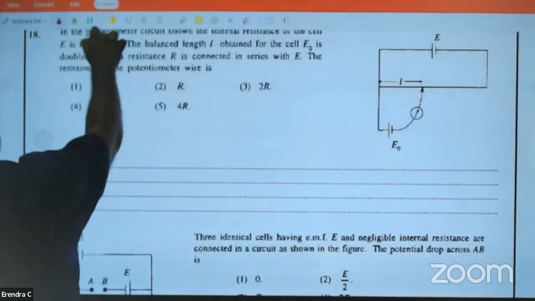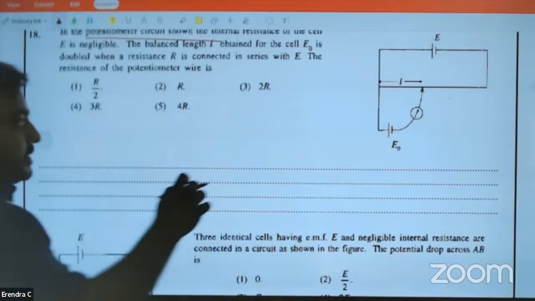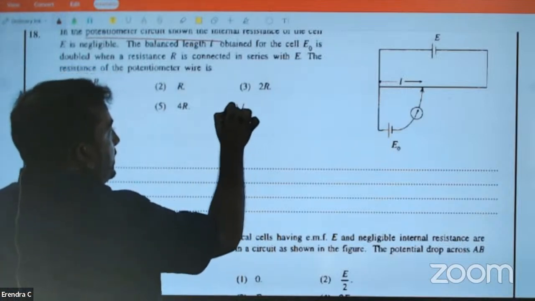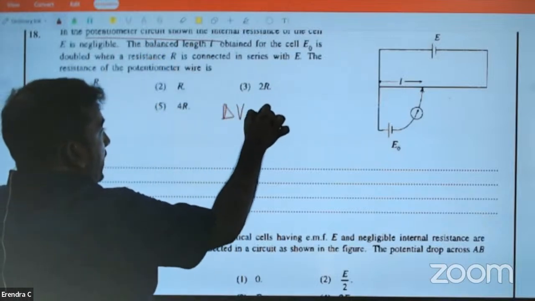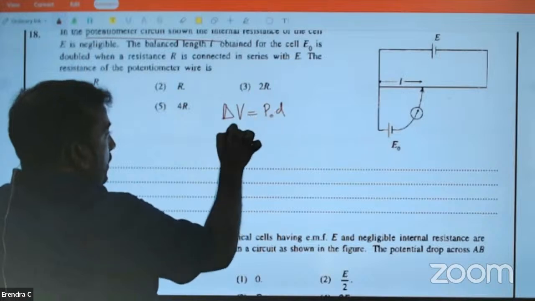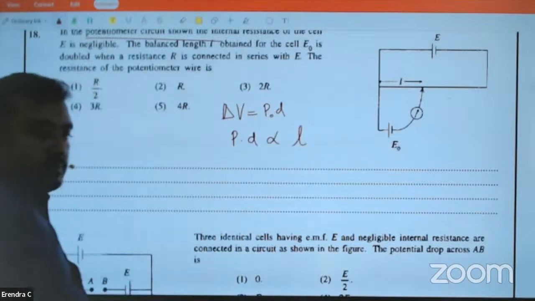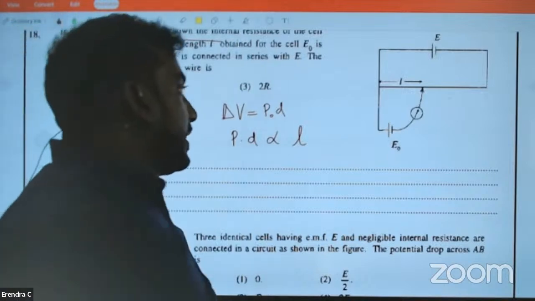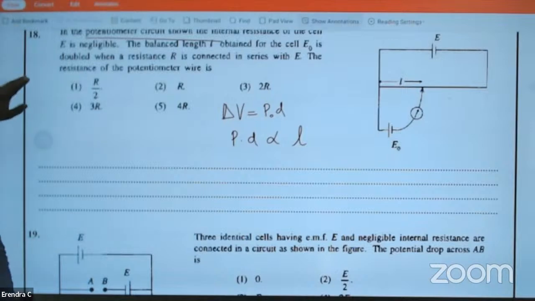Next is a potentiometer problem. Now in potentiometer theory, delta V will stand for potential difference. Potential difference is directly proportional to the balance length. That's all. Now read the question, Milu.